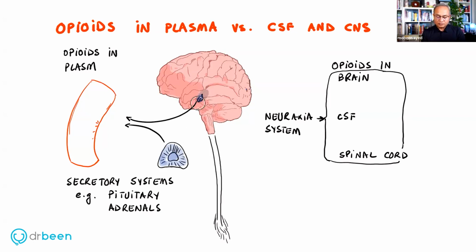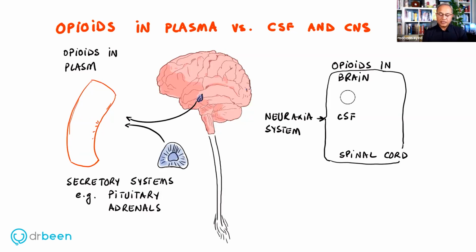Although you can say that this pituitary is part of the brain, you know that anterior pituitary is not really part of the nervous system tissue. It is present there, but it is a hormonal structure. So anterior pituitary and adrenal, they produce opioids and they put them in blood circulation. So the source is secretory glands.